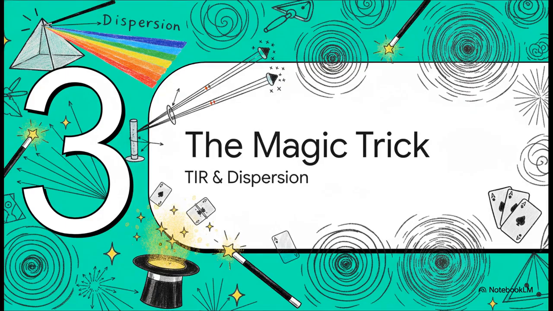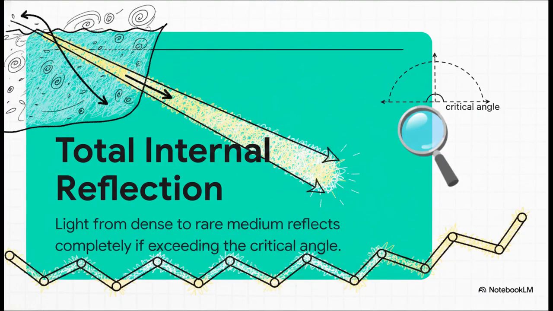Act 3. The magic trick. Total internal reflection and dispersion. Okay, first up in our magic tricks is total internal reflection, or TIR. Imagine light trying to escape from a dense medium like water out into a rarer medium like air. If it hits that boundary at an angle perfectly exceeding what we call the critical angle, it doesn't actually refract out. Instead, it gets completely reflected back inside. The surface essentially acts like a perfect mirror.